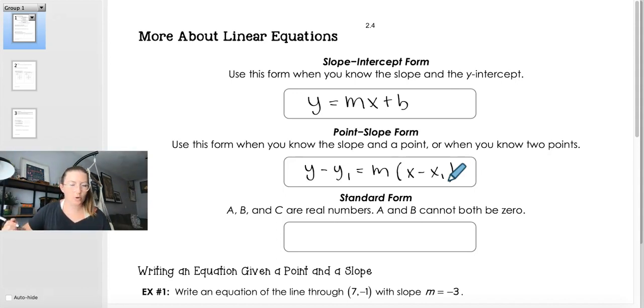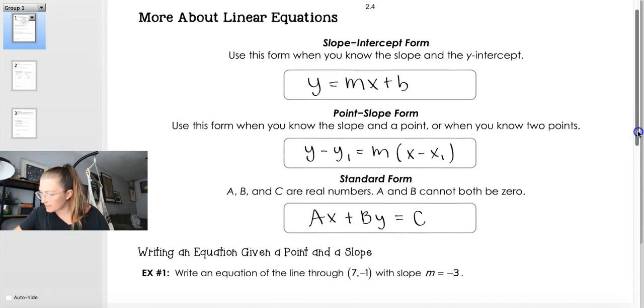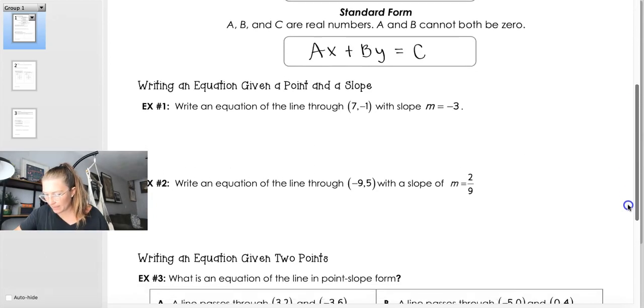And then standard form, probably the one that we see the least, but we still need to know it. That one goes ax plus by equals c. And it says a and b cannot be 0. All right, let's go ahead, slide down and get to work.